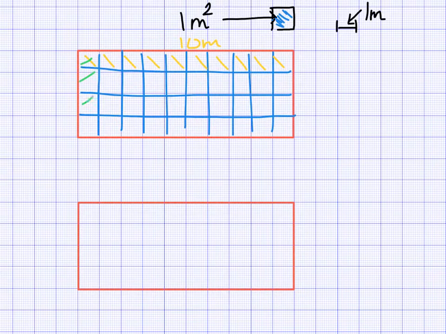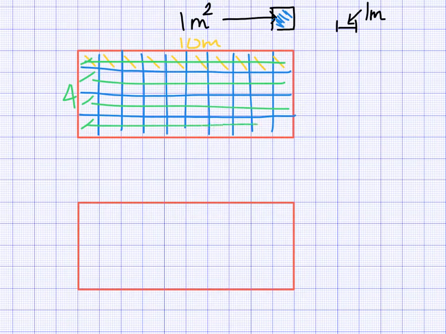1, 2, 3, 4. 4 down this way. So then, multiplication, there are 4 rows of 10. So 4 times by 10 gives us 40 square meters.